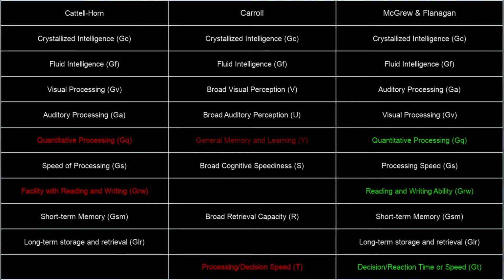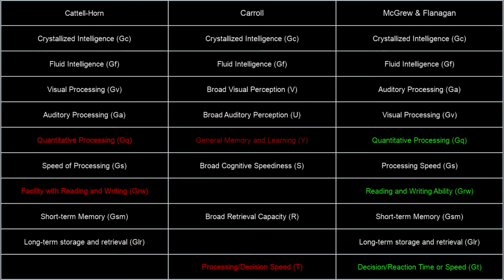So, general memory and learning, quantitative processing, yun naman yung wala kay Carroll. Facility with reading and writing, wala nun kay Carroll. And itong processing and decision speed, wala naman nun kay Cattell-Horn. So, what McGrew and Flanagan did is that he tried to integrate these two, which is the green parts. So, ayan, nakikita nyo, kung saan sila nag-overlap, yan yung mga white.